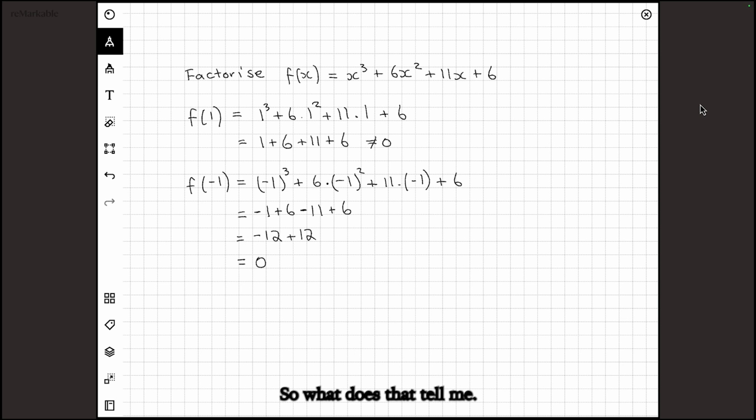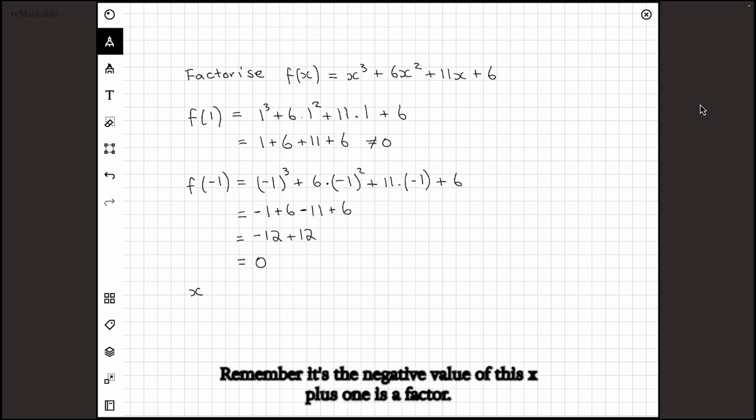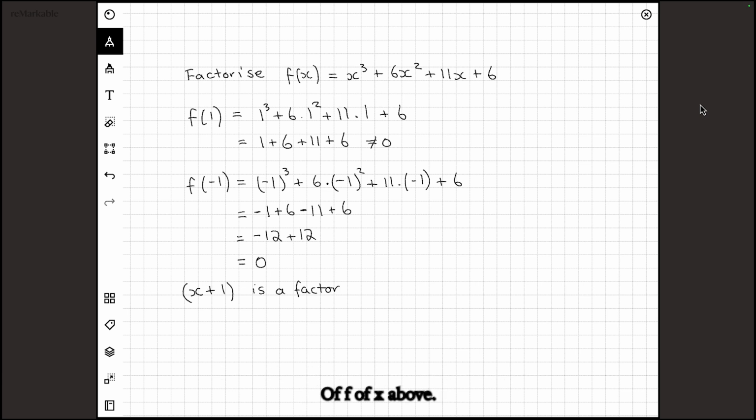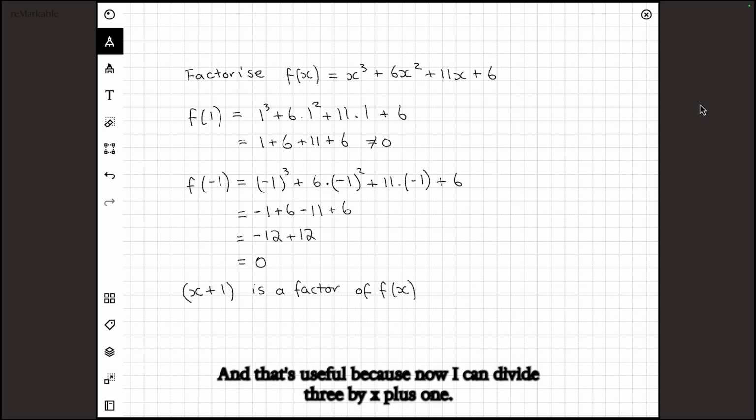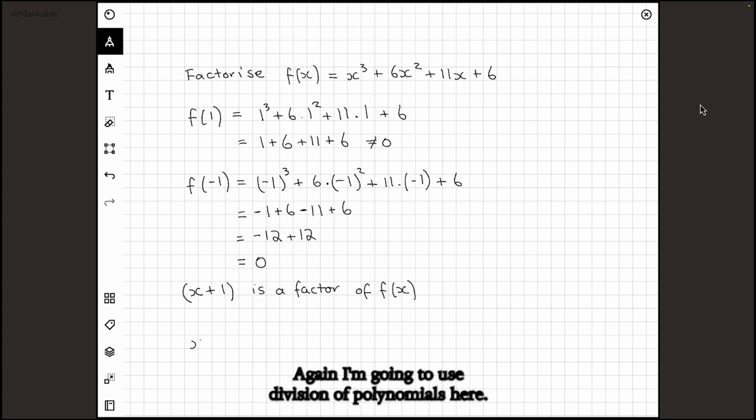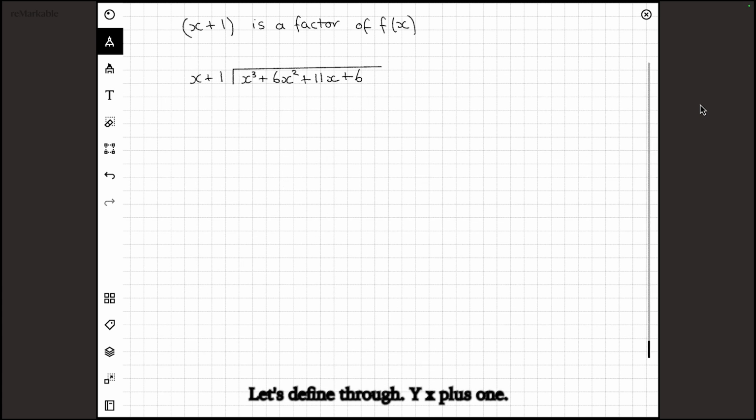So what does that tell me? It tells me that x, remember it's the negative value of this, x plus 1 is a factor of f of x above. And that's useful because now I can divide through by x plus 1. Let's do that. Again, I'm going to use division of polynomials here. Let's divide through by x plus 1.